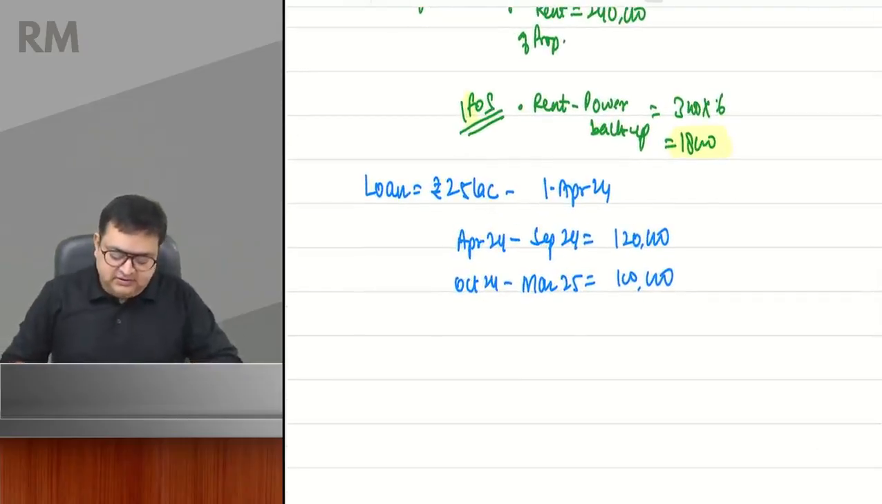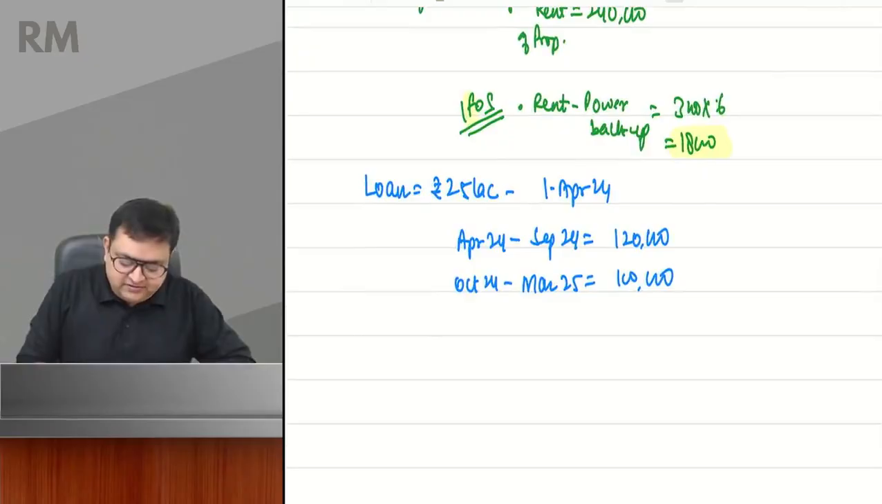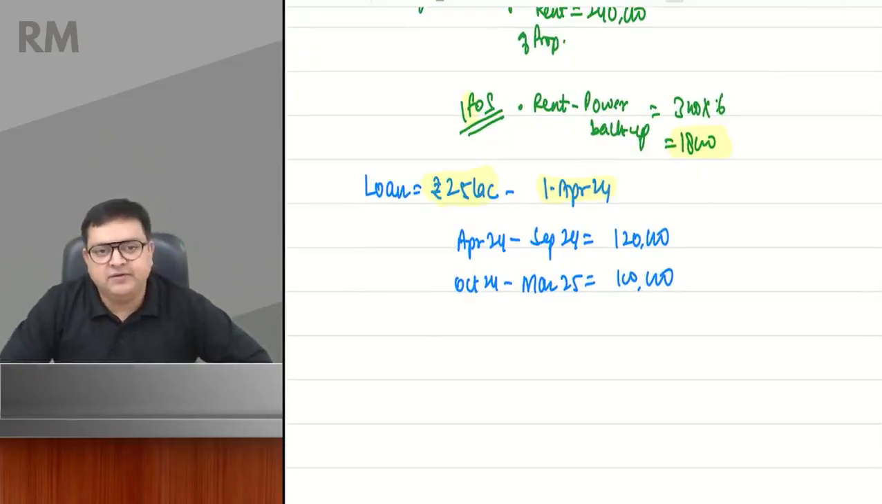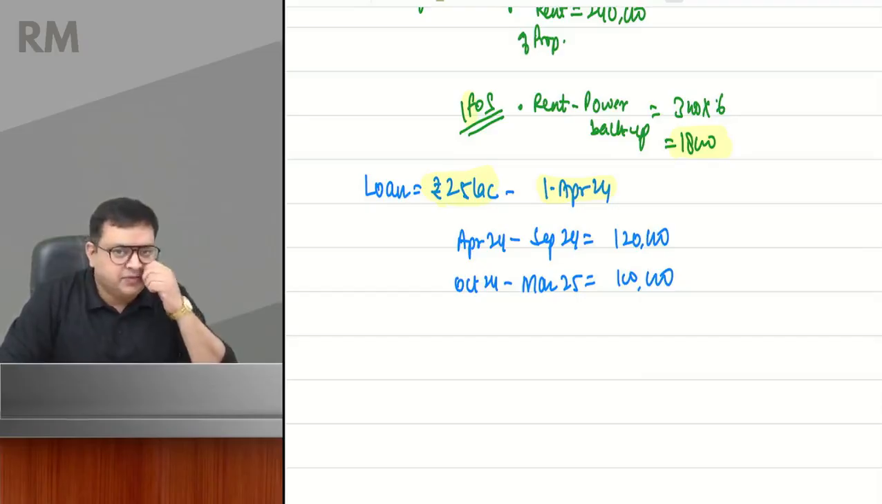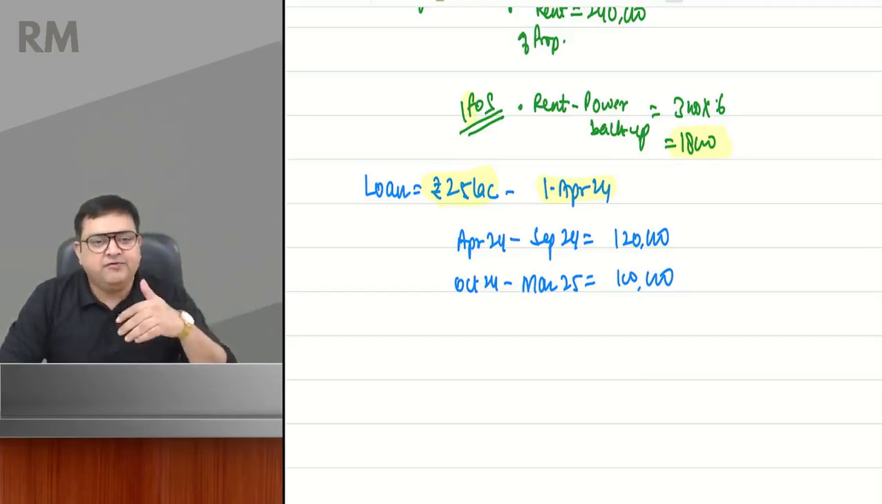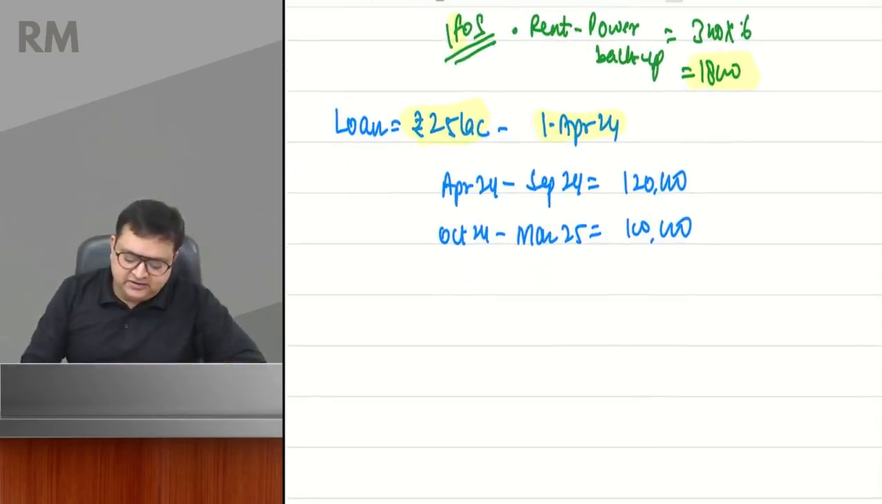Guys, this is the loan of 25 lakh rupees. We have taken on 1st April 24. The day when we take the loan from the bank, it will start charging the interest. So April 24, we have taken the loan. Bank started calculating the interest. And the interest from April to September 24 is 120. October 24 to March 25 is 1 lakh.